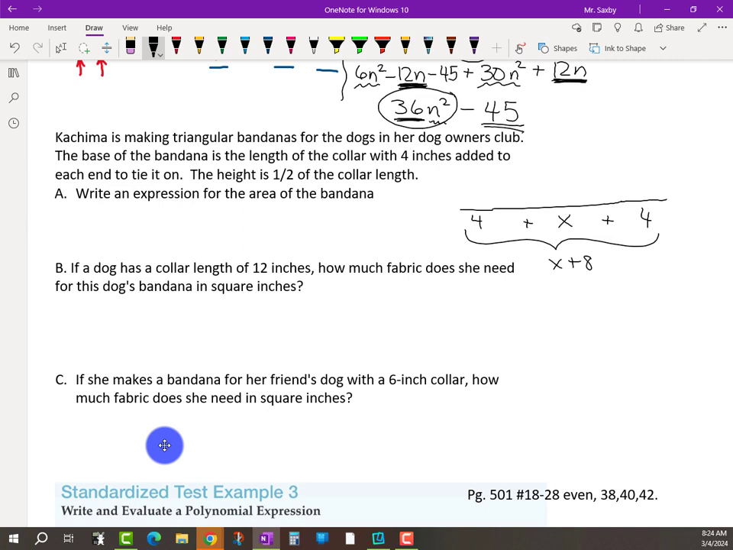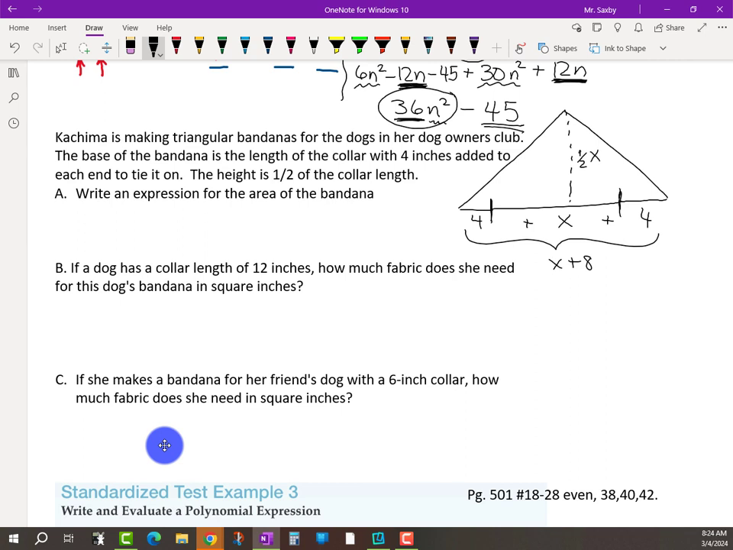And the height is 1/2 of the collar length. So it's a triangle and the height is 1/2 of the collar length. Well, remember the collar length was this original x before we added, so it's just 1/2 x.